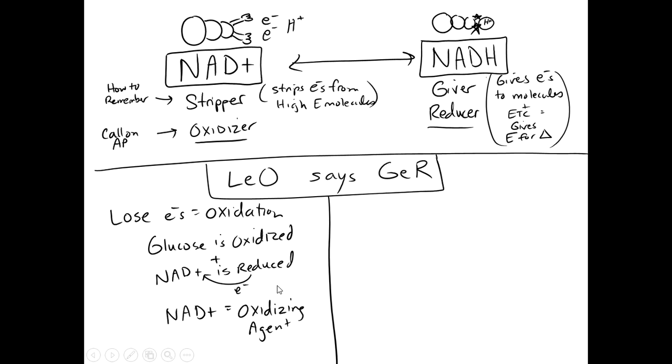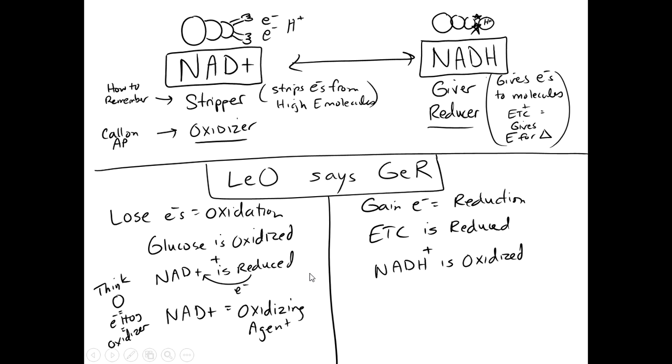Remember, the oxidizers like oxygen. You can always think about oxygen being the electron hog. It's going to steal electrons. Things that oxidize act like oxygen. If we look at the Ger part, that's if you gain electrons, that's reduction. So if I'm looking at the ETC, the electron transport chain is reduced by NADH because it's giving its high energy electrons, which oxidizes NADH. So the ETC oxidizes the electron carrier because everybody's always going to be taken when the other one's given.